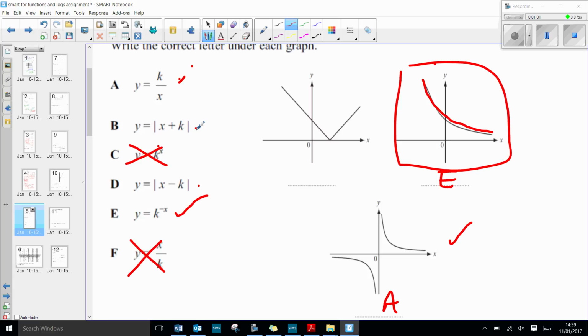Hopefully you've recognized that because it's only above the graph, it's a modulus graph. If this had not been a modulus graph, it would be a straight line going down like this. We notice it crosses, or would have crossed, the y-axis down here at a negative value, which means it would have to be this equation, this graph here. So that would be D. And that's the easiest way of going through it.